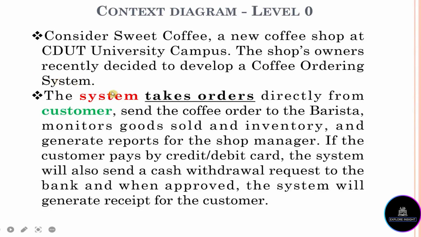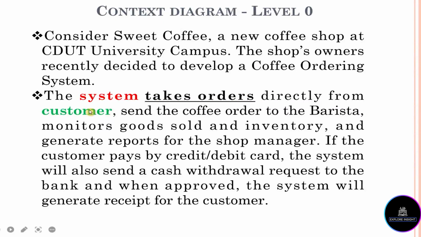Now, which component is the system going to use? Definitely the process component. The next thing we need to consider is the data flow. We could see that the data flow information is this, which is takes orders. And the system takes orders from who? From the customer. The customer here will be the entity.